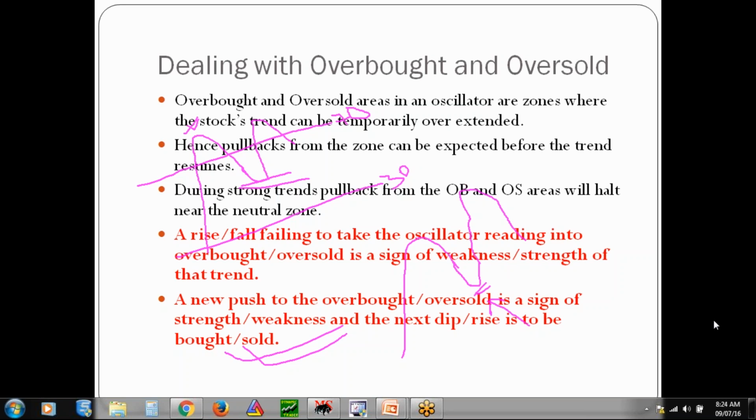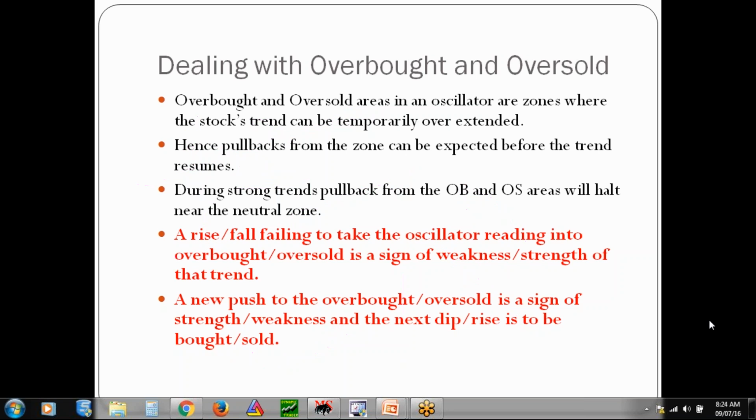Right? This is one of the first setups that we have learned. Okay, I am explaining it once more. This is 70, that is the overbought zone for the RSI, and this is 30, that is the oversold zone for the RSI.